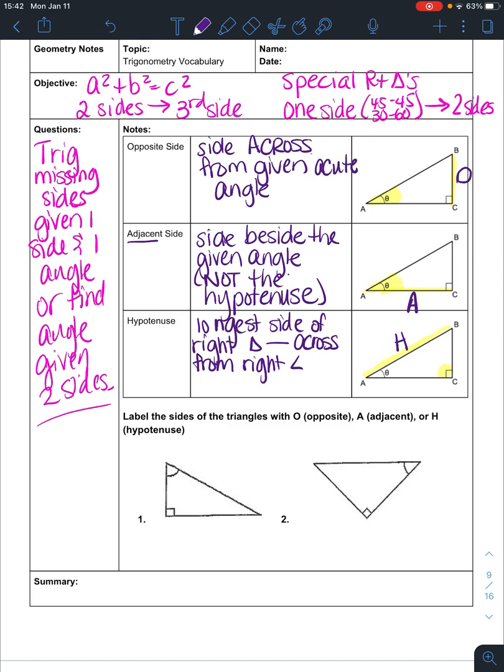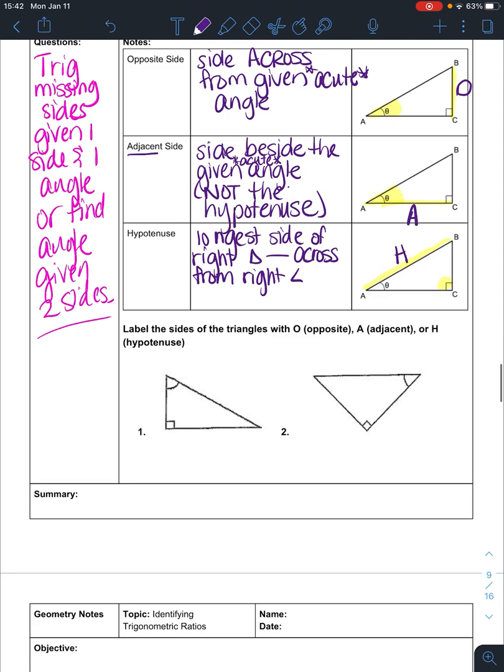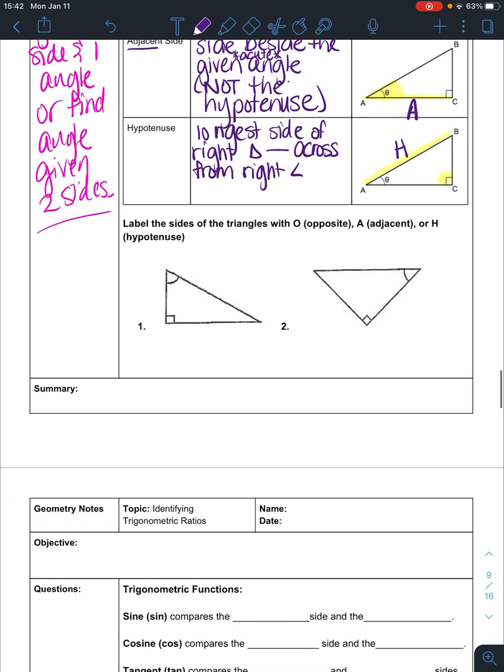So we can go back and add this little acute, right? The opposite is across from the given acute angle, and the adjacent is beside the given acute angle, if we go back and add that little piece in there. And then the hypotenuse is the only one that's across from the right angle. So that's the only one we care about on the right angle. So we're just going to practice today labeling and recognizing O and A and H.